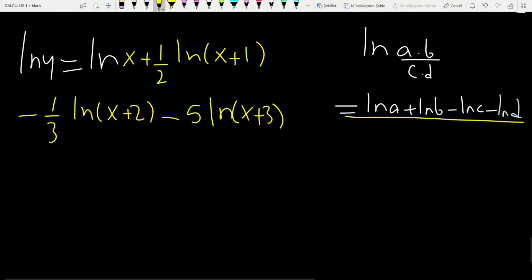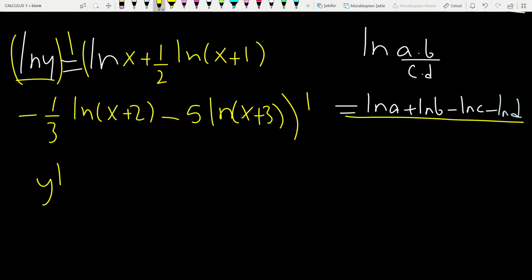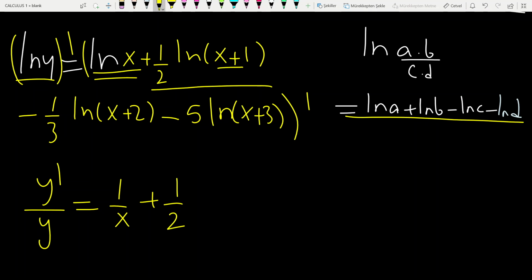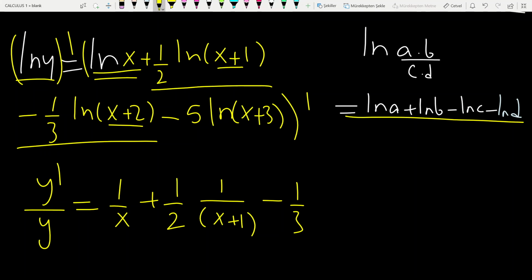so now let's differentiate both sides with respect to x. Derivative of left hand side is y prime over y. Derivative of right hand side, step by step. Derivative of ln x is 1 over x. Derivative of second expression, derivative of inside over inside. Derivative of this expression, we have minus 1 over 3 as a coefficient. Derivative of inside is 1 over inside. Minus 5. Derivative of inside is 1 over inside. So that is all.